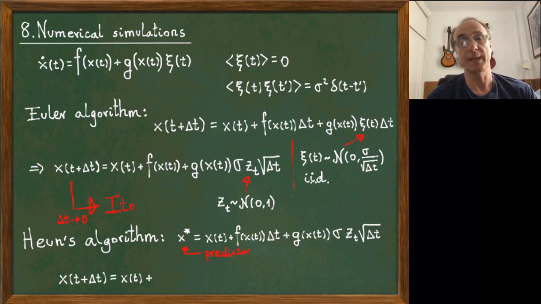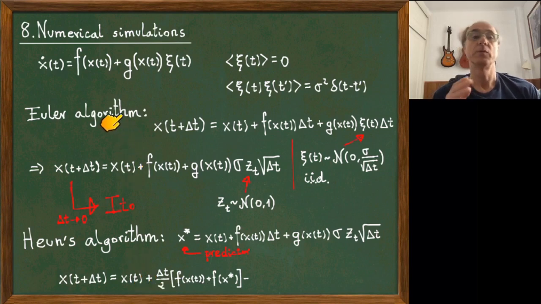We increment x of t by the force, by x dot. But now, instead of evaluating it in x of t as in Euler, we can evaluate the force f in x and in x star. And this is what we do. So we evaluate f in x of t in the previous point, but also in x star, and we average these two. So we get f evaluated at x of t plus f at x star, divided by 2. This is a kind of average f, which is more accurate. Okay? There is a family of algorithms, the Runge-Kutta algorithms, and this is probably one of the simplest ones.